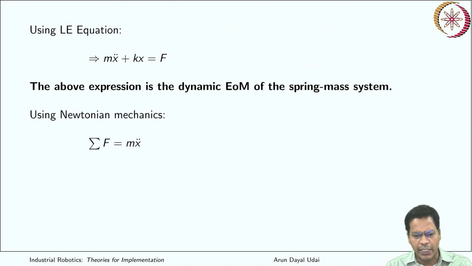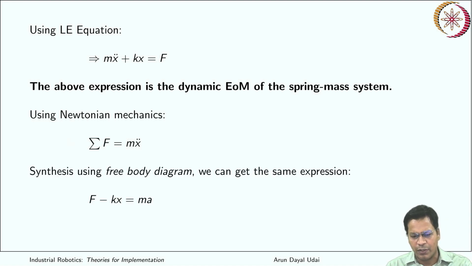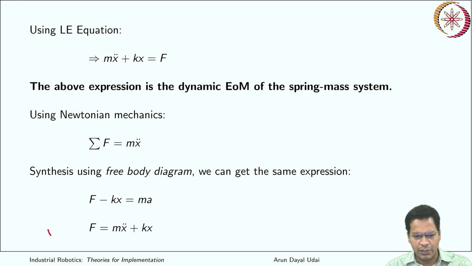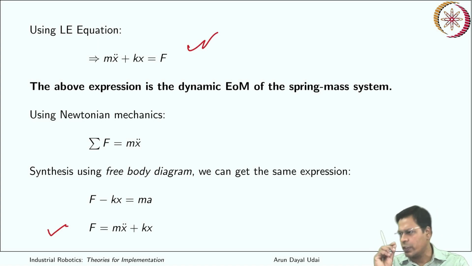Okay, so using Newtonian mechanics also you can derive it. The sum of all the forces should be equal to m x double dot, because there is no other body there. This is the only force that you will see, and that is due to the motion of this body only. You can draw the free body diagram and get to the same expression, that is, external force minus spring force should give you mass into acceleration. If there is no external force, you will reach the same point. So this is exactly similar to this. You can do it with simple physics.